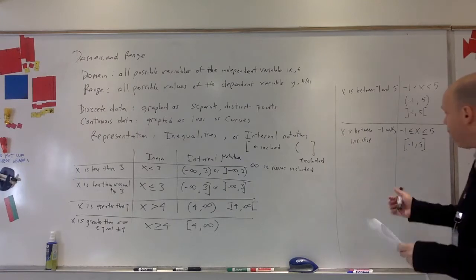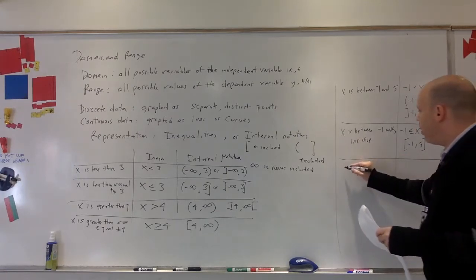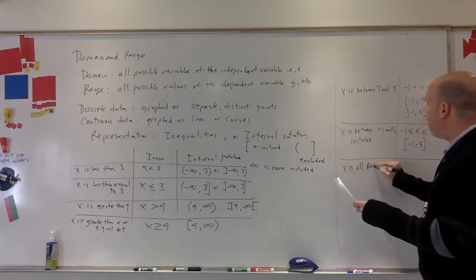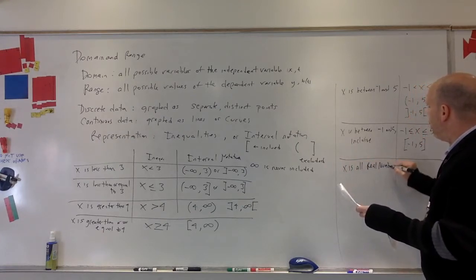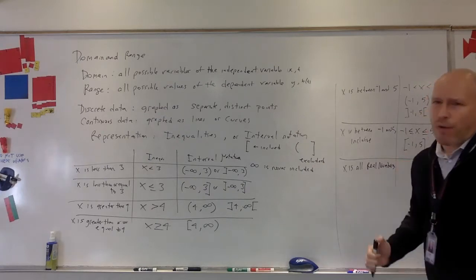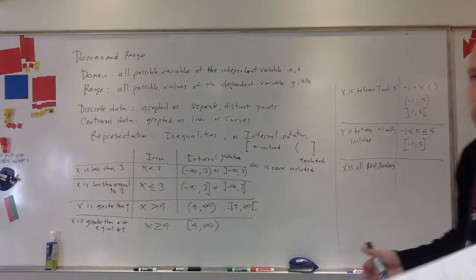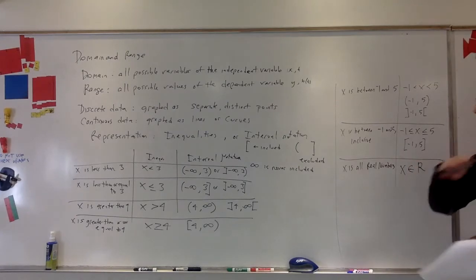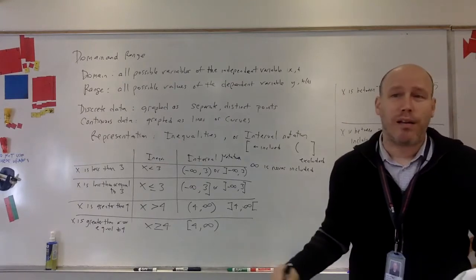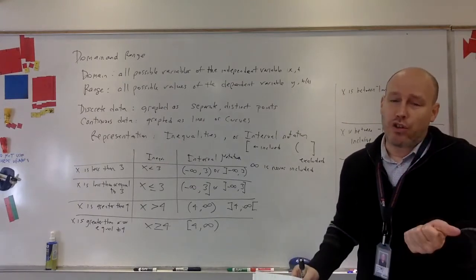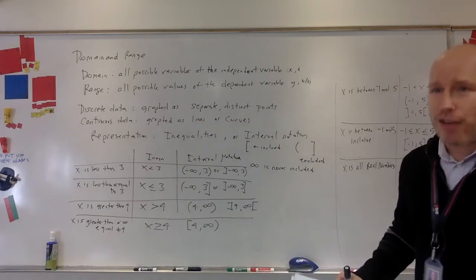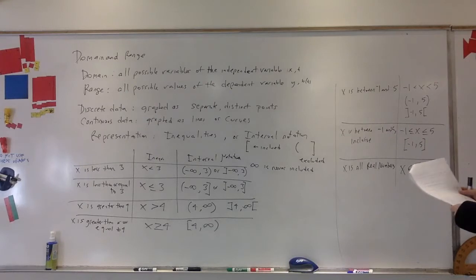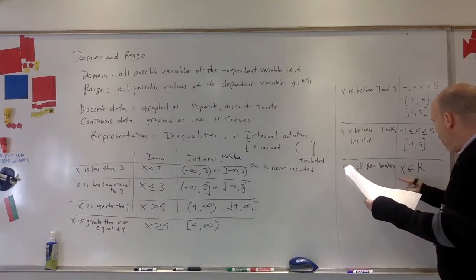Next, all real numbers. x is all real numbers. Well, in this case, we're not going to write a bunch of infinities. We're going to simply write x is an element of the reals. That's every single number we've worked with: the integers, 0, negatives, fractions, decimals, irrationals, everything. x can be everything.